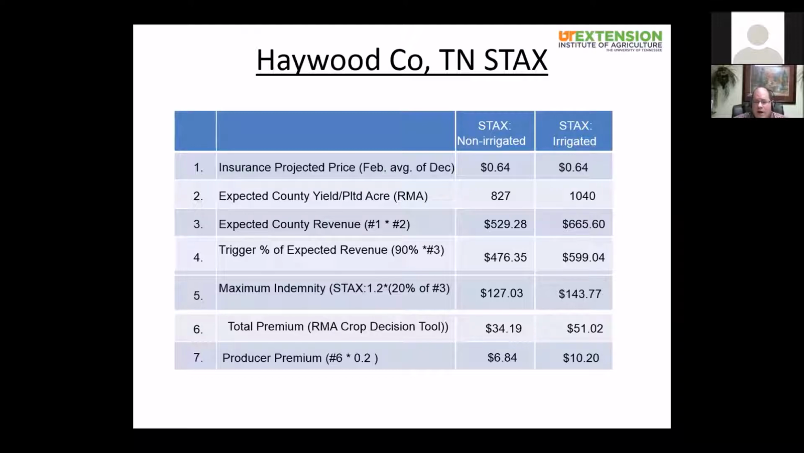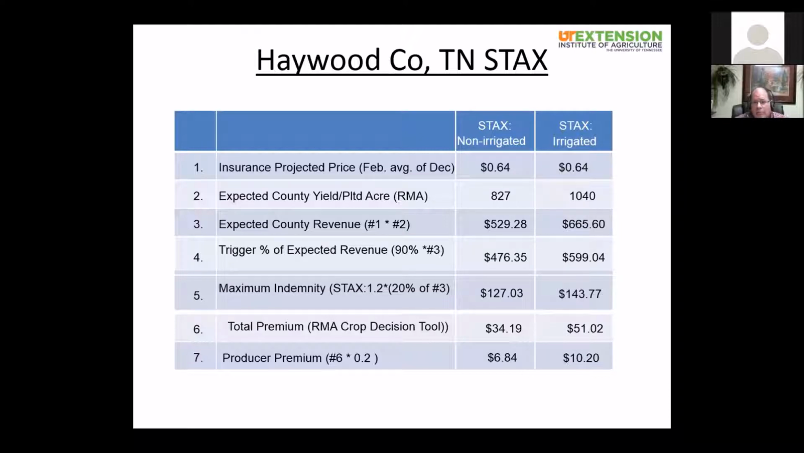Now let's look at an example. This example is based on Haywood County, Tennessee. And I pulled these numbers off yesterday, so I'm hoping they will be accurate, but I would recommend producers that want to investigate the STAX program, and in Tennessee, we've got until March 15th. So we only got 5 more days if you're interested in looking at it.